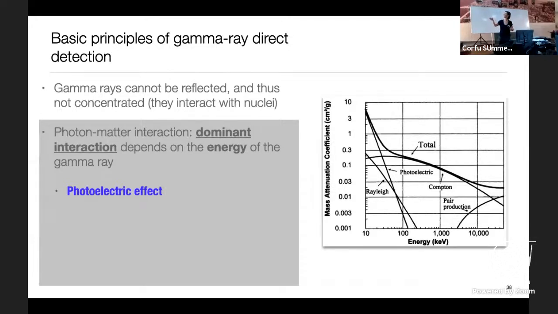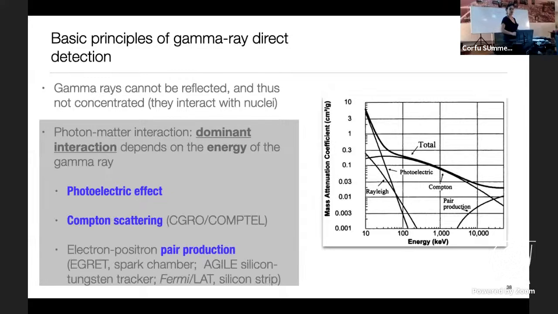This is the total attenuation coefficient, so it's related to the probability that the photon will undergo this process. At low energies, you have the photoelectric effect. In the middle range, at the MeV range, you have the Compton effect. At the higher energies, you are dominated by pair production. And this is exactly what happens in the detectors. At low energy, you use the photoelectric effect. To detect in the medium energy range, you use the Compton effect, and then you are in the pair production regime at high energies, above a few tenths of MeV.